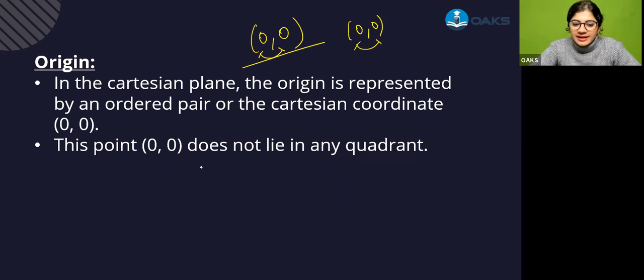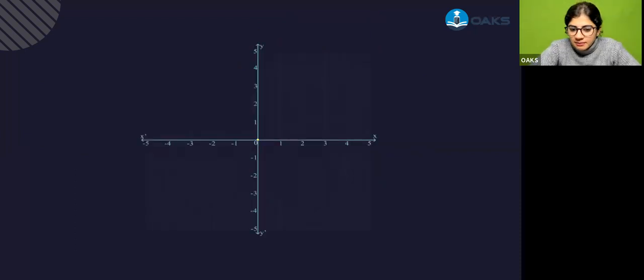As he said, no ma'am, this is not lying in any quadrant. It is lying on the origin. That is the point itself. Now let me show you. If this is my Cartesian plane and this is 0, 0, if I have to tell you the position of 0, 0, can you tell me where it is lying? Anyone? Kindly put your hand up and come forward. If it is not lying in any quadrant, where is this point lying? Can you tell me?